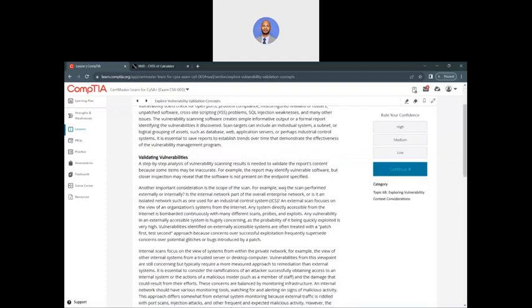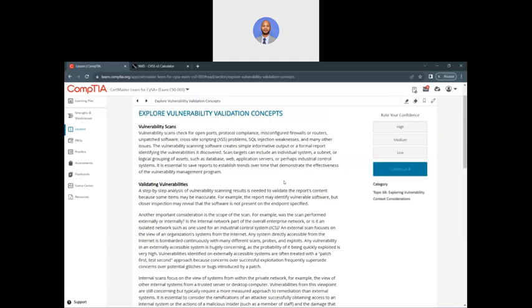So, back to vulnerability scans. The scan targets can be individual systems, a subnet, or a logical grouping of assets such as database servers, web application servers, or perhaps industrial control systems. I want you to remember that generally when you're doing these vulnerability scans, you want to make sure the scan is tailored to the environment that you're scanning.